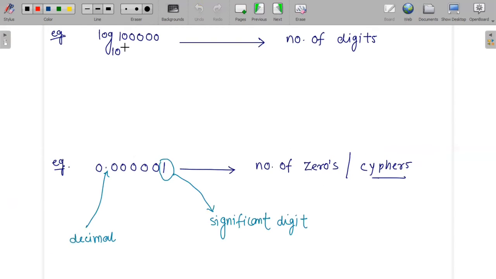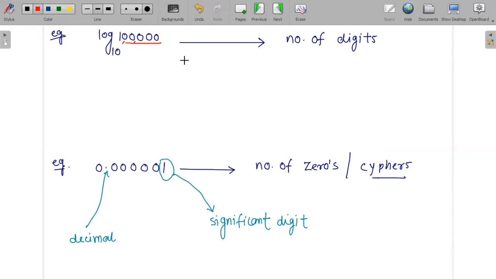Suppose I have a number, let's say it is 1 lakh, and I'm asking you how many digits are there. Then you would say, sir, what kind of question is that? How many digits are there? Even a first grade student will be able to answer this question. 6 digits are there.